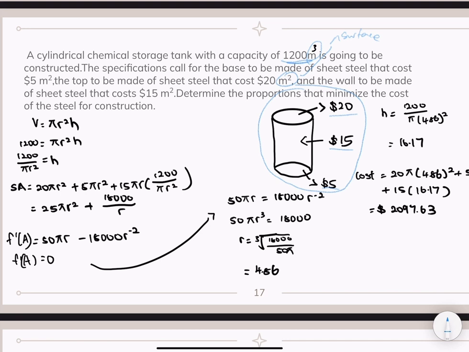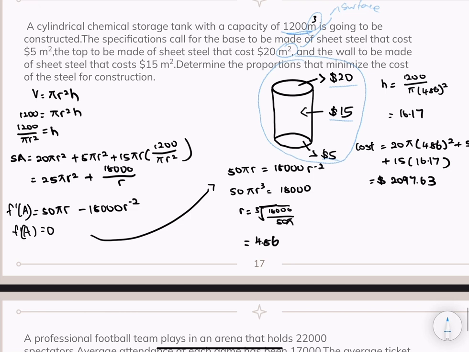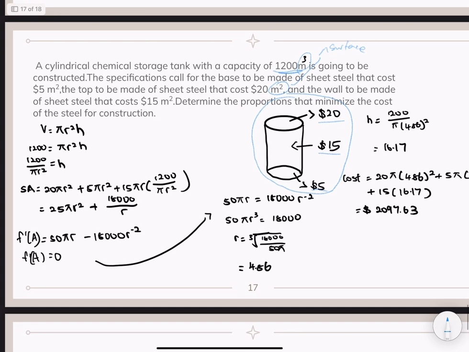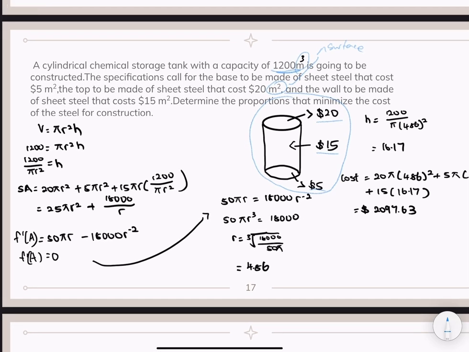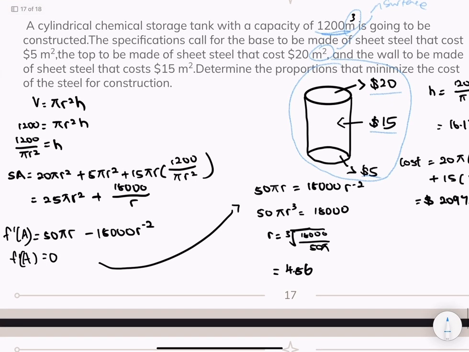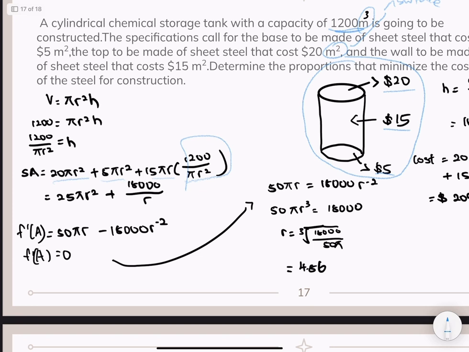So we make it 1200 equal to πr²h, and h equals 1200 divided by πr². And then we put the dollars into the surface area formula. So 20πr² plus 5πr² plus 15πrh, and that equals 25πr² plus 18,000 divided by r.